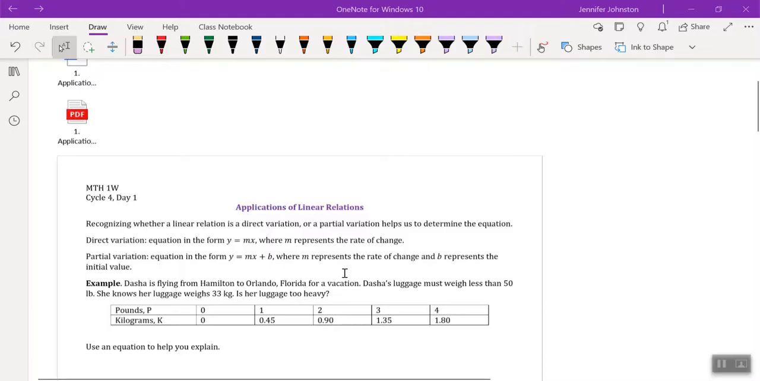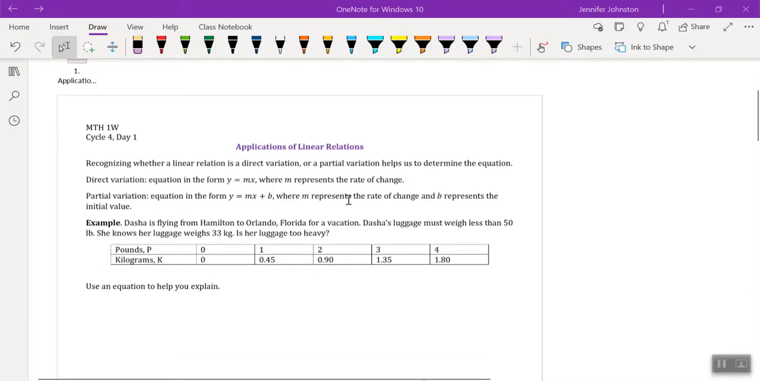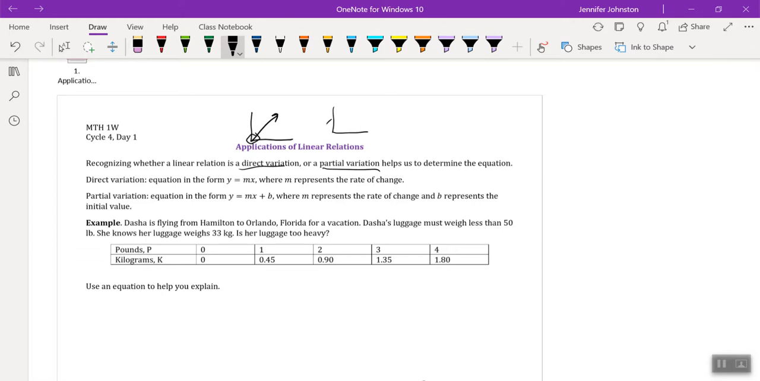All right, so let's get started on cycle 4, day 1 and day 2. For day 1, we are looking at linear relations. So back into looking at some lines. Here we're recognizing whether a linear relation is direct. You remember that word, direct, where it's going directly to the origin. We see the initial value where the start is right at the origin, or partial variation, where we're partially up the graph, to help us determine the equation.